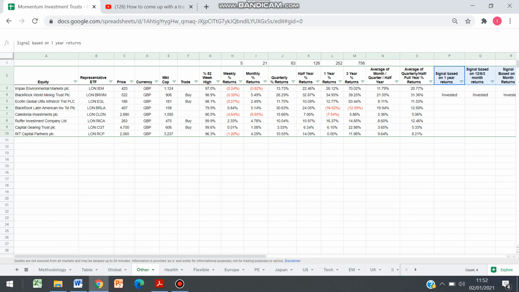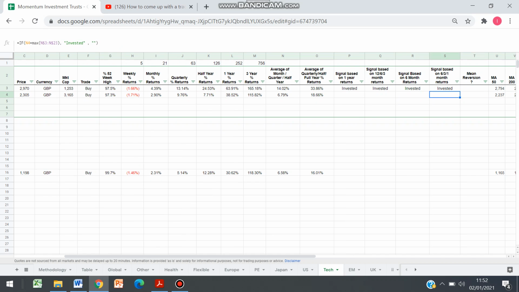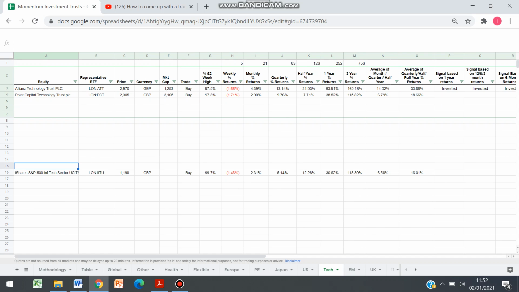Investment trusts we haven't really decided what group they're in, I put into other, so we've got some mining there, some environmental, but I've got things like technology here. There's only really 2, so I compare Alliance Technology to Polar Capital over different time frames, and we can see here that Alliance wins across all the criteria, and that gets the gold medal rating because it beats the passive ETF.